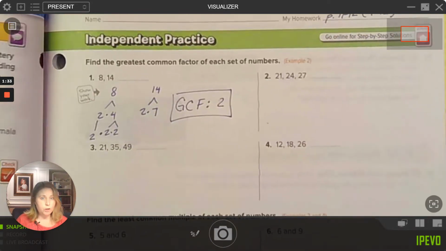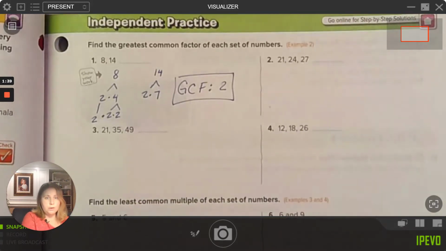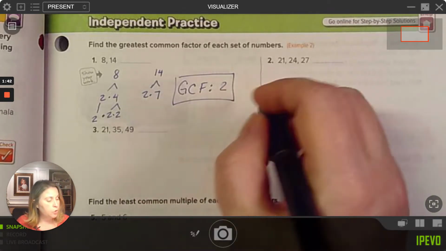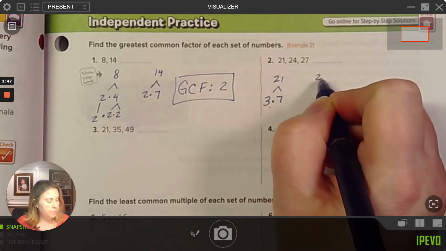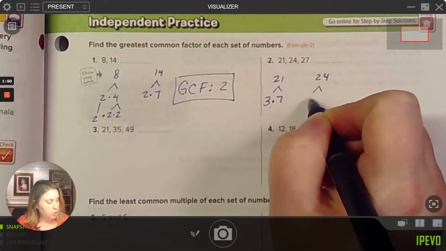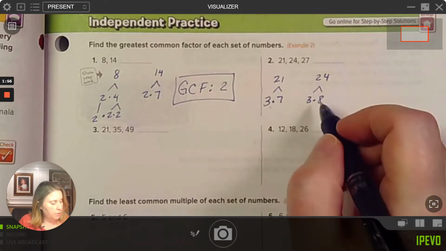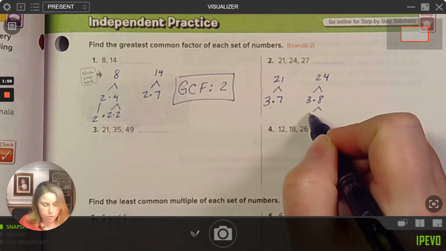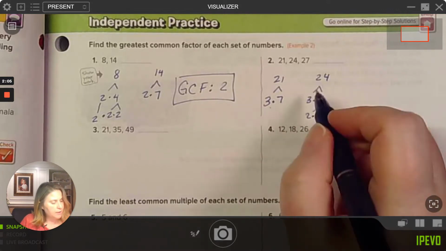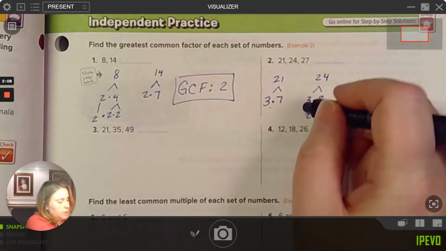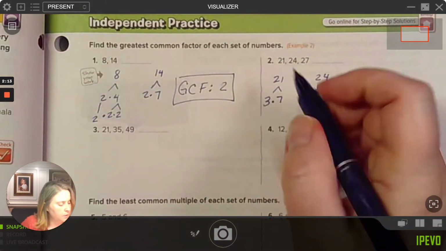Number 2, we have 21, 24, and 27. Let's make factor trees for each of those numbers, and we'll look for the greatest factor they all have in common. 21 can be broken down into 3 times 7. 24 can be broken down into 3 times 8, and then the 8 can be broken down into 2 times 4. Actually, I'm going to do 6 times 4 here just so I don't run out of space. Instead of 3 times 8, it'll be a little bit more even. It doesn't matter though.